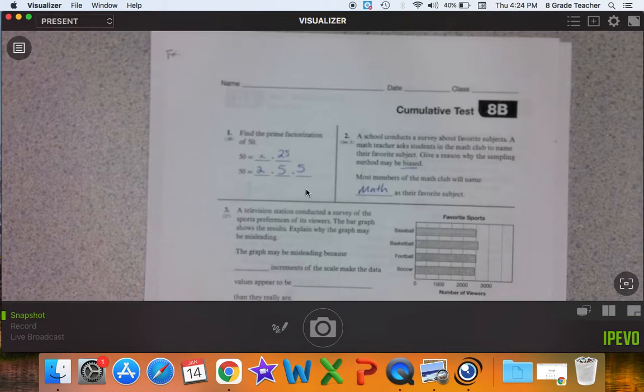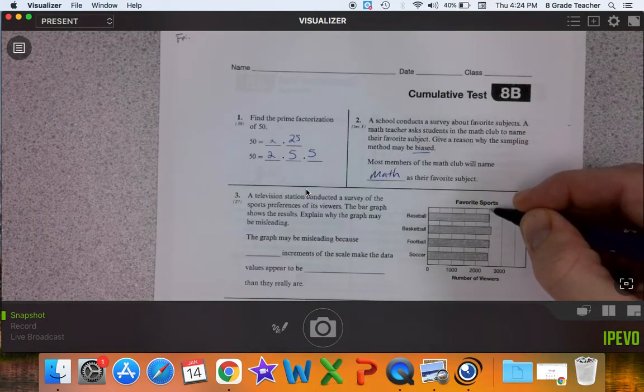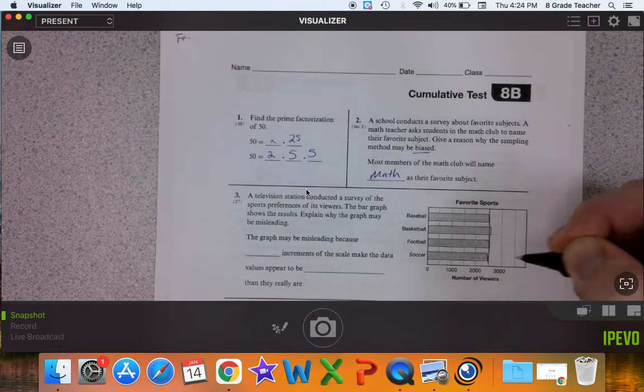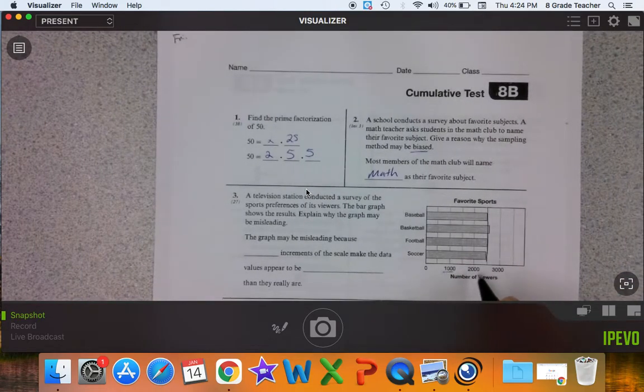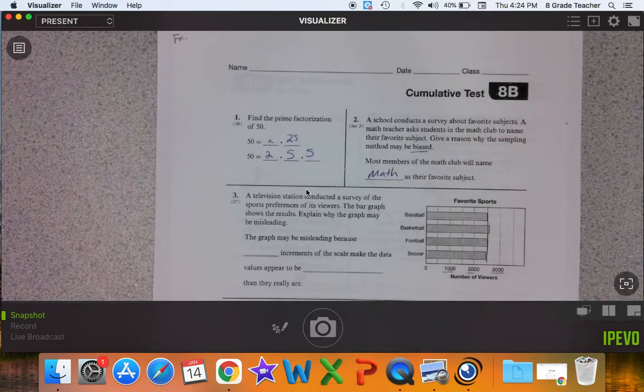Number three, a television station conducted a survey of the sports preferences of its viewers. The bar graph shows the result. Explain why the graph may be misleading. Notice how these are all really, really close together. It's probably because these values are so huge that you can't tell that there's a difference between those overall values.